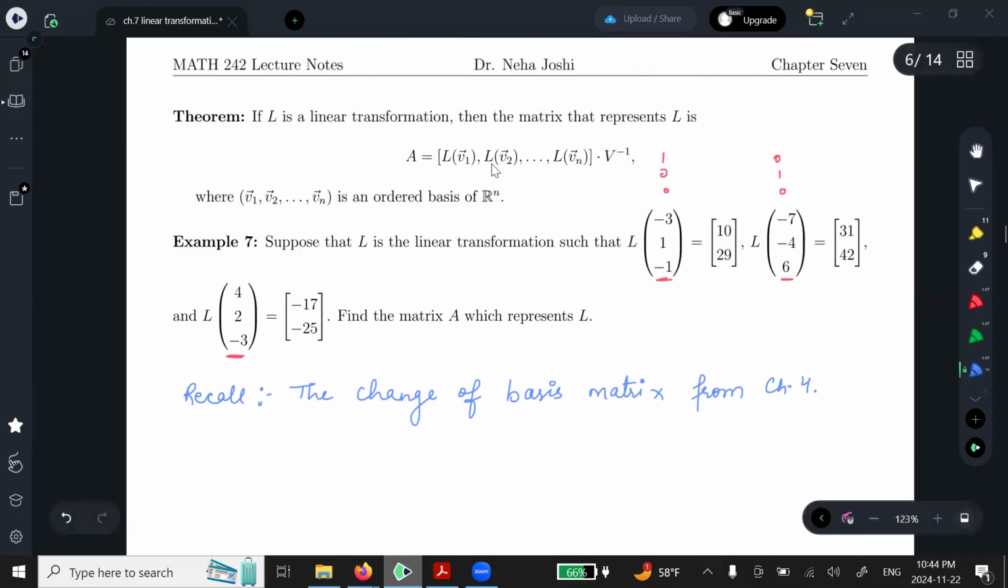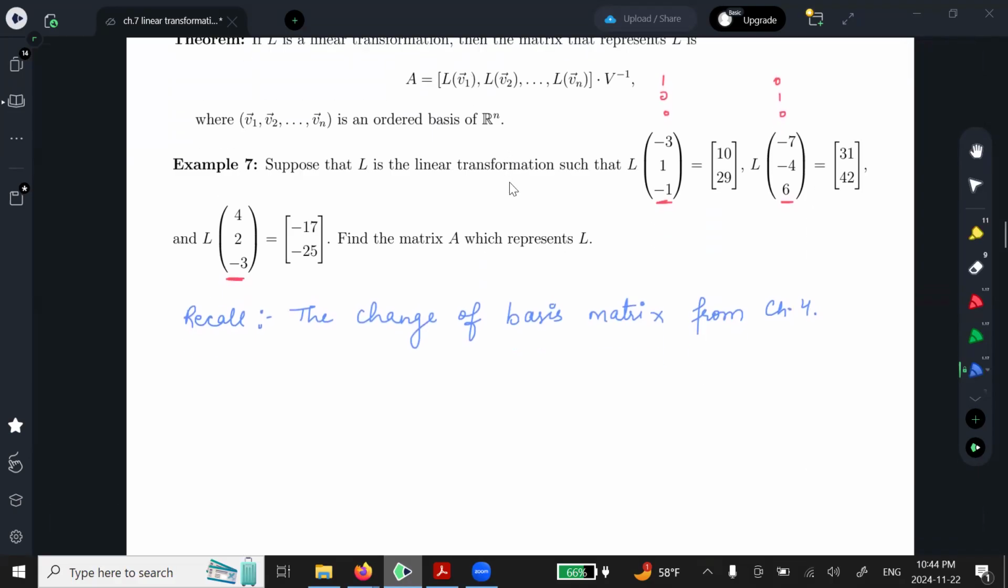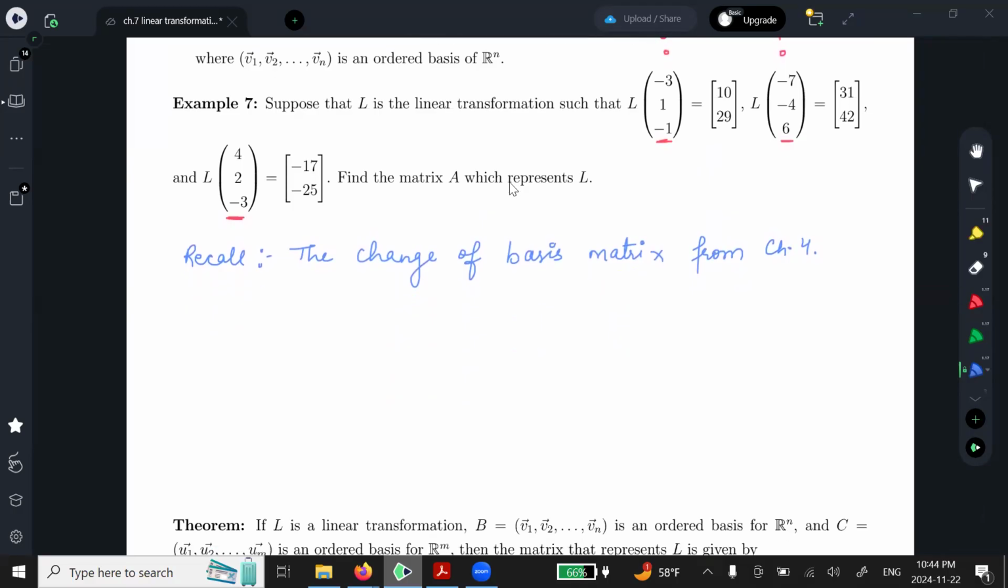That, or the theorem above, that we do not need to prove. Now, I have an ordered basis, let's call it B. So I have an ordered basis B, which consists of three vectors: -7, -4, 6, and 4, 2, 3.